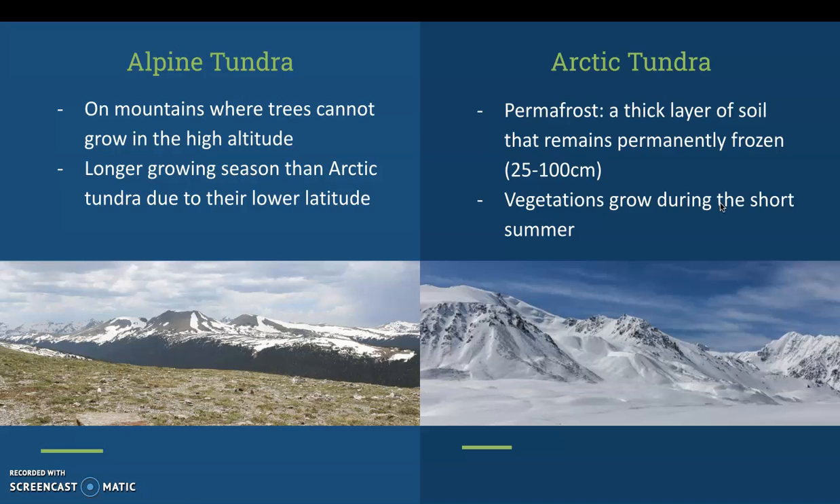There are two types of tundra, alpine and Arctic tundra. Alpine tundra are on mountains where trees cannot grow in the high altitude, and there's a longer growing season than Arctic tundra due to their lower latitude. In Arctic tundra, there's permafrost, which is a thick layer of soil that remains permanently frozen, about 25 to 100 centimeters, and some vegetation grows during the short summer growing season.